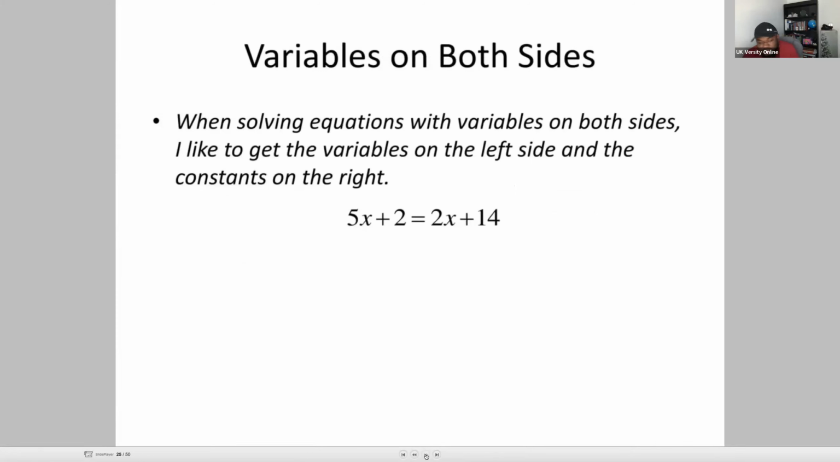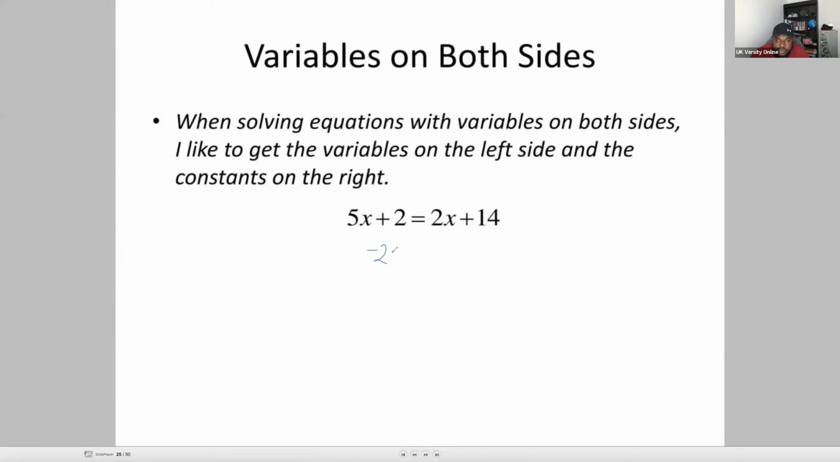Now, this one is having variables on both sides. This one is having variables on both sides, and you can see that, like I told you before, it's still the same principle. It doesn't change. You have to make sure that the variables are on one side.